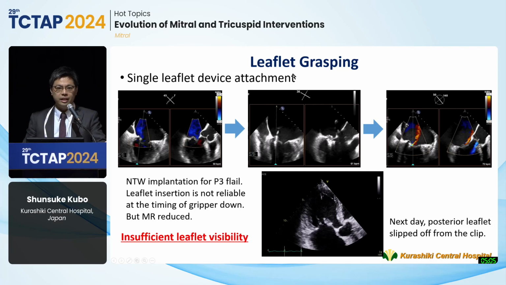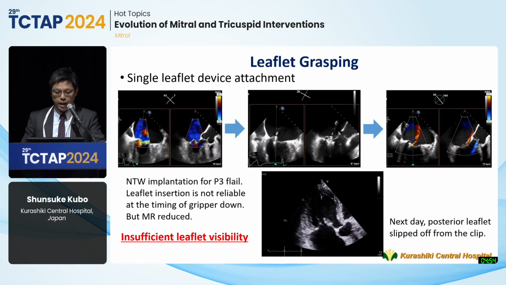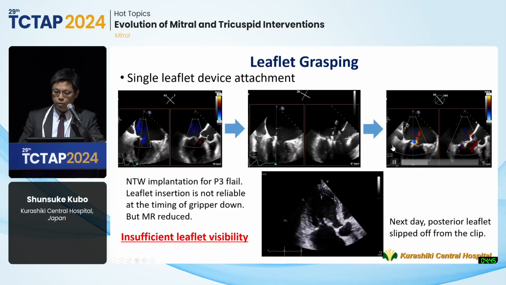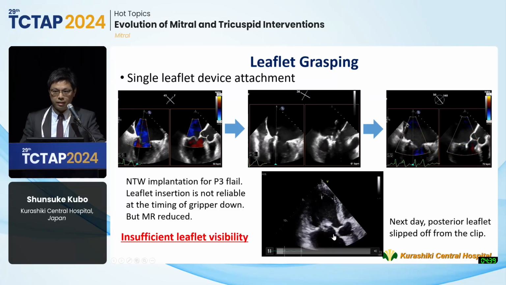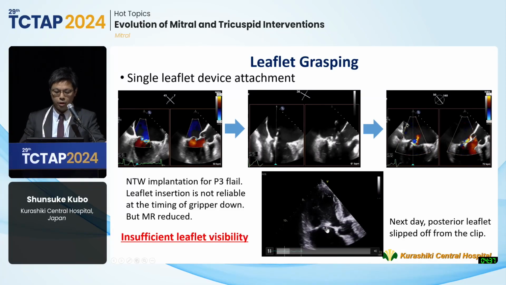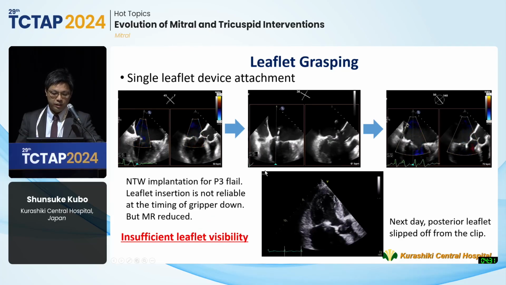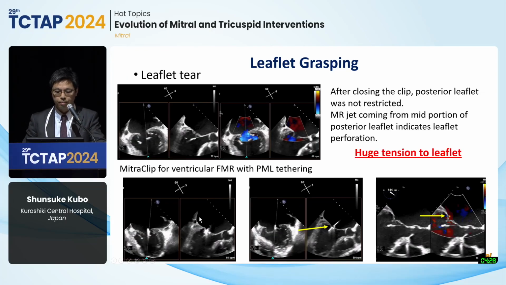When we grasp the leaflet, we can see very important complications, single leaflet device attachment and leaflet tear. There are some reasons for these complications. In this case, we implanted the MitraClip for the P3 flail. But as you can see, the leaflet insertion is not reliable at the timing of the gripper down. But MR reduced, so we finished the procedure, but the next day you can see the single leaflet device attachment, with the posterior leaflet stripped off. I think this complication occurred due to insufficient visibility of the posterior leaflet at the timing of gripper down.